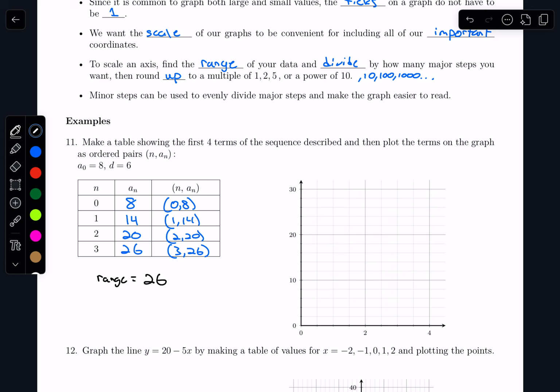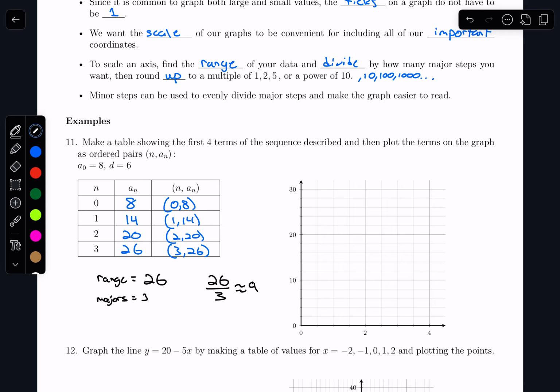Let's say I want 3 major steps. Okay, so if I want 3 major steps, I'm going to say majors equals 3. What I'm going to do is just divide 26 by 3. And if you divide 26 by 3, that's almost 9. So I'm going to say that this is approximately 9. Okay, it's 8 and some change.